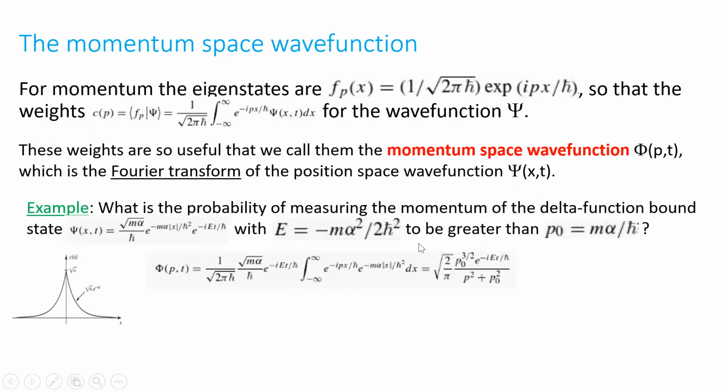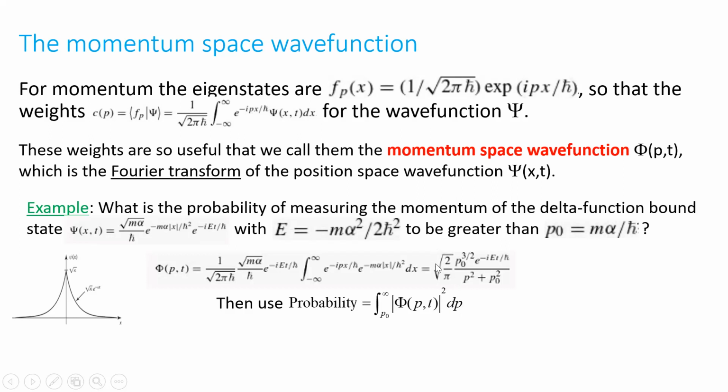How can we use that to find the probability of it being greater than p naught, equal to m alpha over h bar? Well, we use the fact that, just like for the position space wave function, where the probability of finding a given set of positions is the integral under the curve of the psi squared, for the momentum space wave function, the probability of getting a range of momenta is the integral over that range of momenta. In this case, to be greater than p naught, that would be p naught to infinity of the modulus squared of the momentum space wave function, dp.